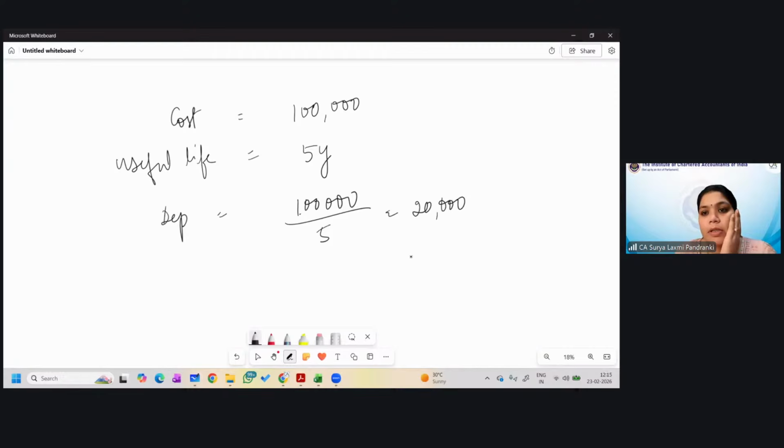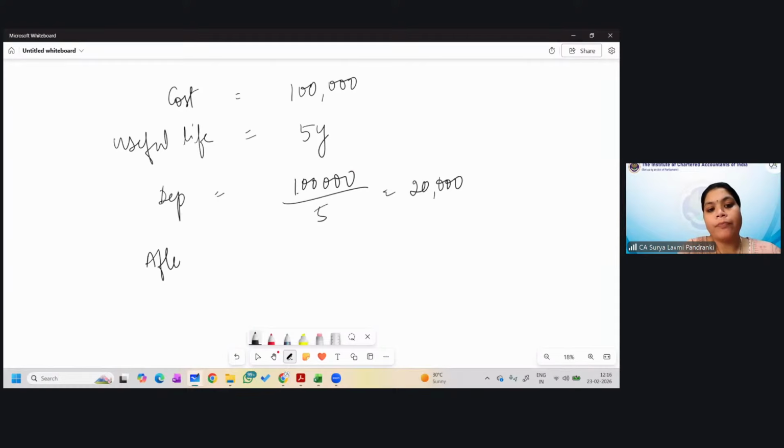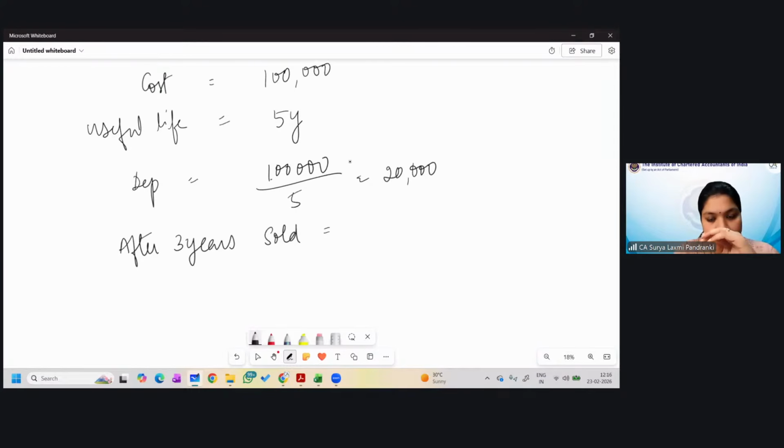So depreciation is 20,000. Now, the useful life is 5 years, but it is not compulsory that you will have to use that asset for 5 years. In between, you can sell it. You might sell it after 1 or 2 years. Now, in this example, let us assume that after 3 years, I sold this machinery for 75,000.